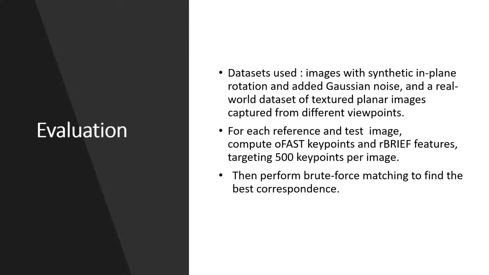Coming to the evaluation part, the data sets used are images with synthetic in-plane rotation and added Gaussian noise, and a data set of textured planar images captured from different viewpoints. From these references and a test image, we compute oFAST keypoints and rBRIEF features, targeting about 500 keypoints per image. Then we perform brute force matching or the KNN algorithm to find the best correspondence.